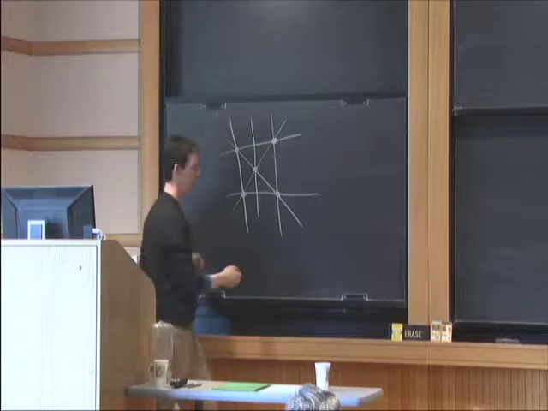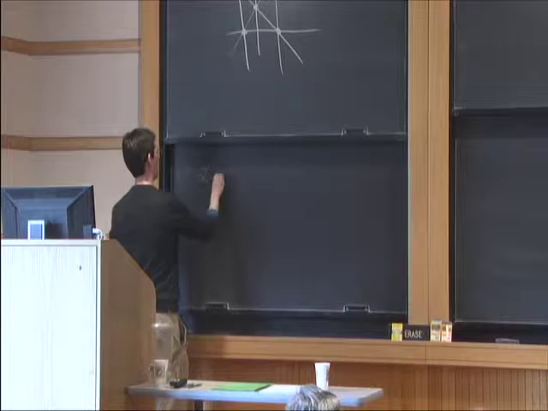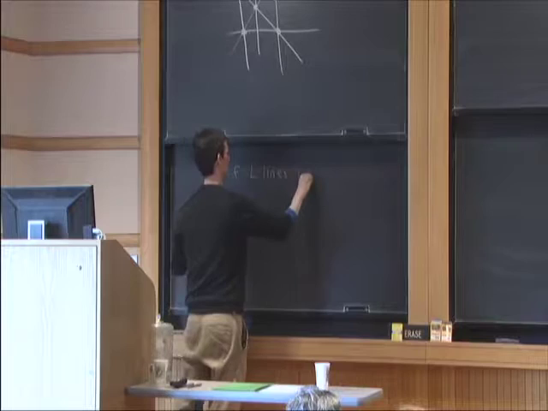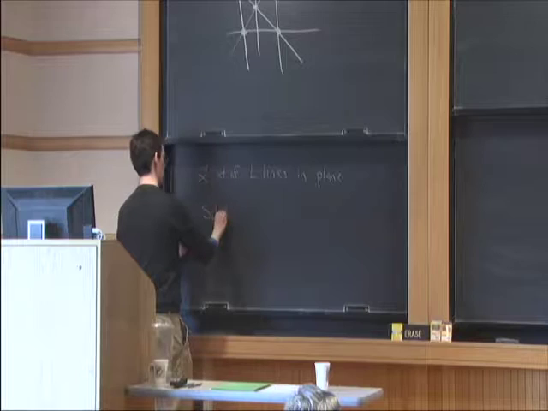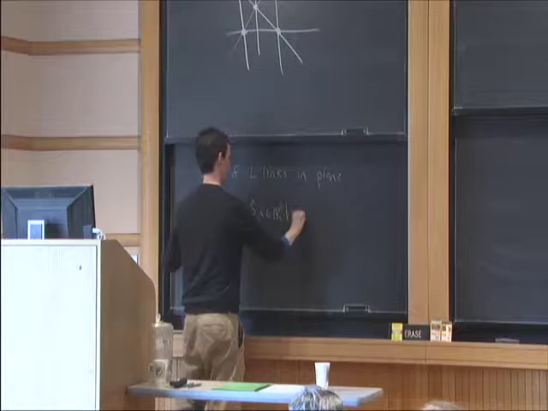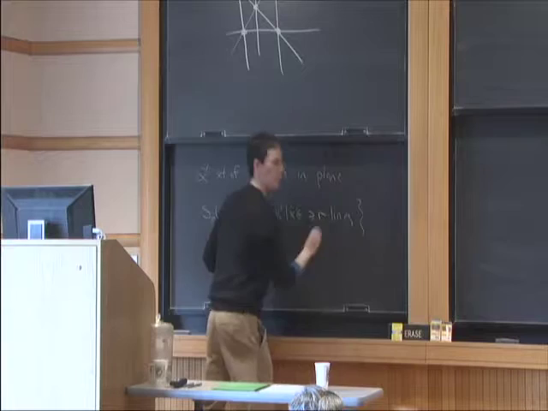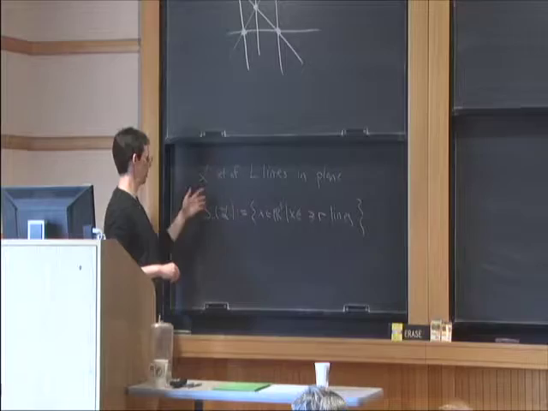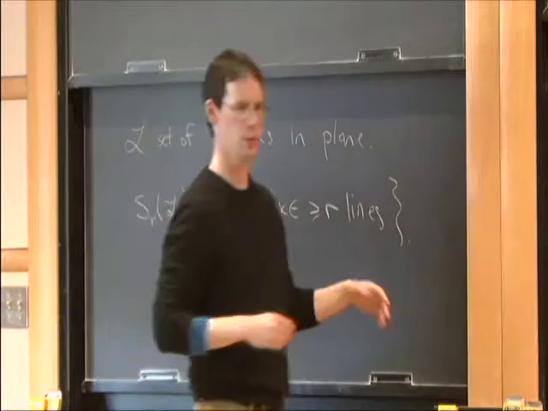So let's state it a little more. So L will be a set of L lines in the plane. And S sub r of L, called the r-rich points of L, is the set of x that are contained in at least r lines. So one of the most fundamental questions in incidence geometry is, given L and r, how many of these points can we make? Let's look at a few examples, and then I'll tell you the answer.